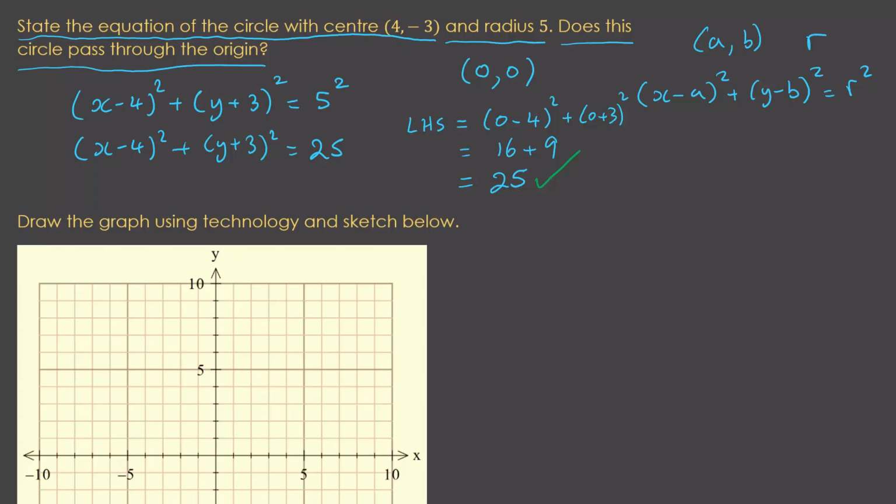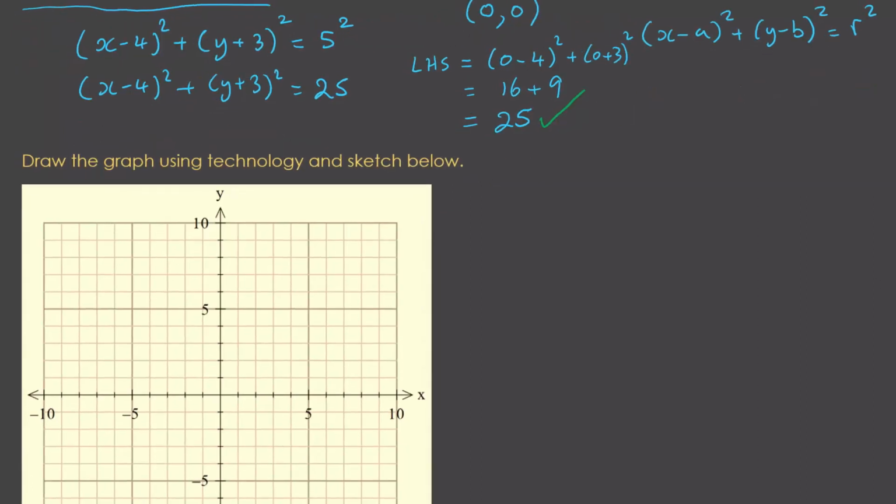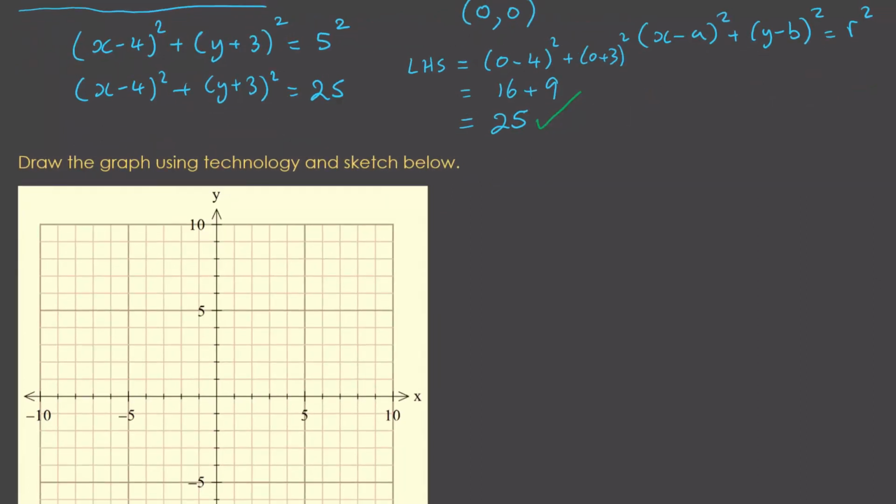If we use the grid below, we can also see why this works. The centre is at 4, -3. So 4, -3 would put it here. And then we know that's 4 and that's 3. And we can use Pythagoras' theorem to show the distance from the origin is 5.